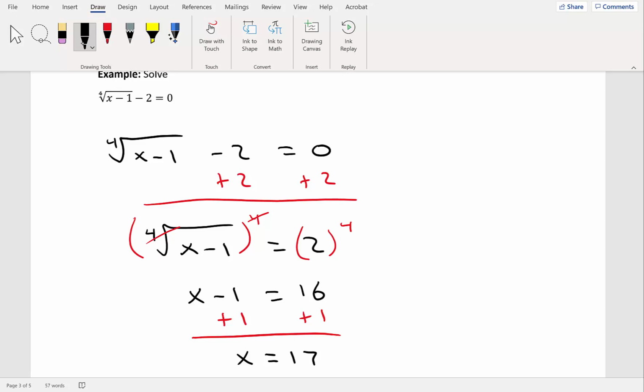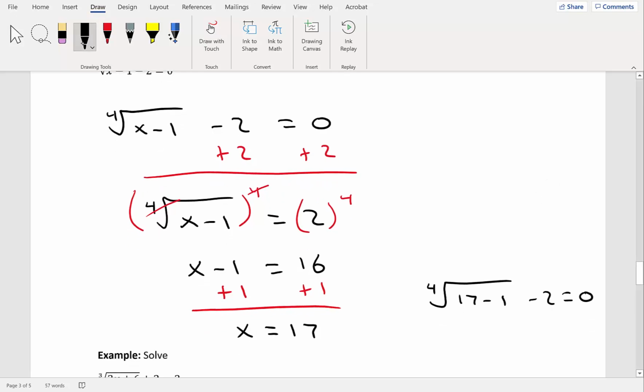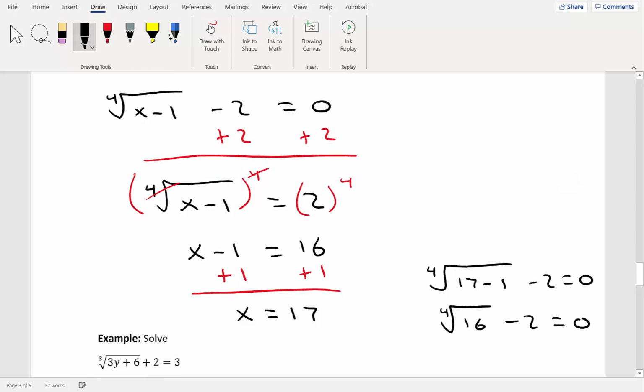Now let's check it. So if I plug in 17 into my original equation, I get the fourth root of 17 minus 1, and I have minus 2 is equal to 0. Let's see if this is a true statement. Well, 17 minus 1 gives me 16, so I have the fourth root of 16, and then minus 2. I want to see if this is equal to 0. Fourth root of 16 is actually 2. So 2 minus 2 gives me 0. So x equals 17 checks out.